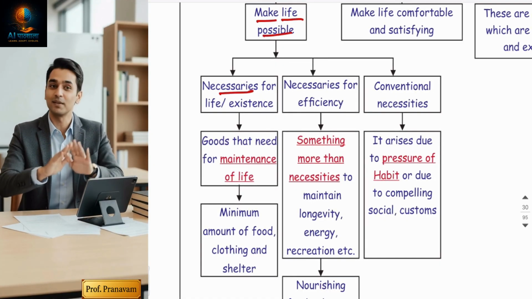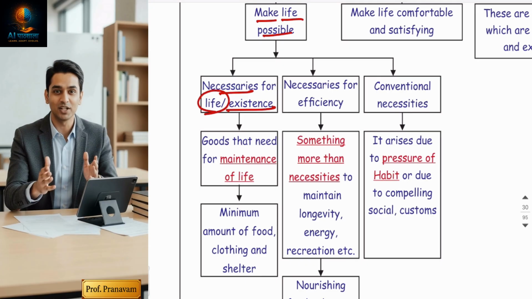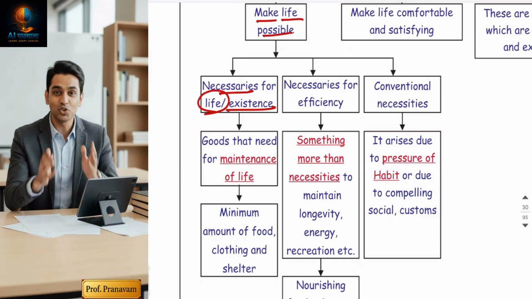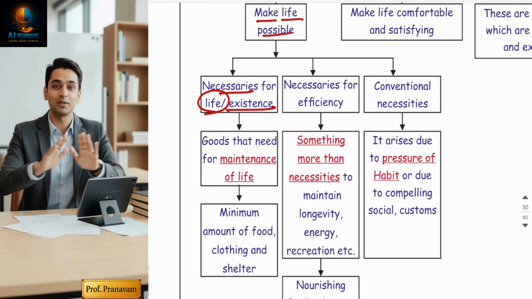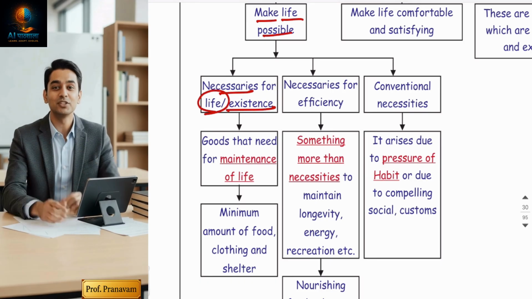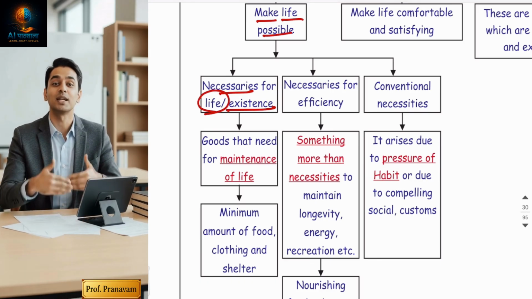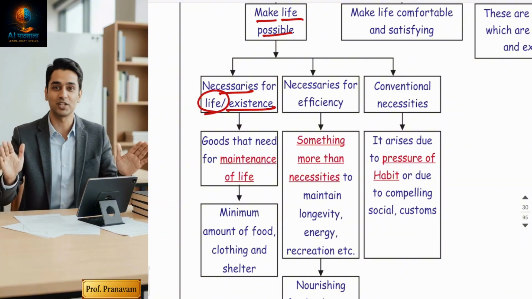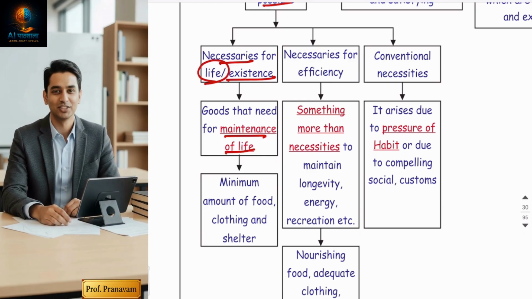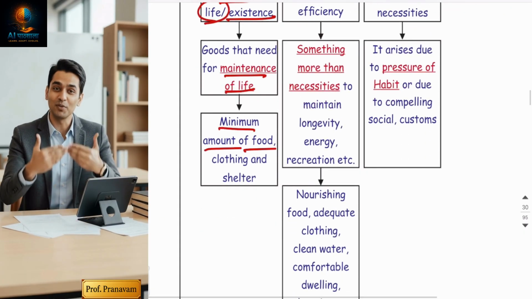Necessary for life or existence. It means I need some basic goods to satisfy that. Without that, I cannot survive. Absolutely essential for human survival. For example, minimum food, water, clothing, and shelter. Without that, I might die. Water, I need it. So goods that are needed for maintenance of life, for survival, are called necessity for existence. Minimum amount of food, clothing, and shelter.